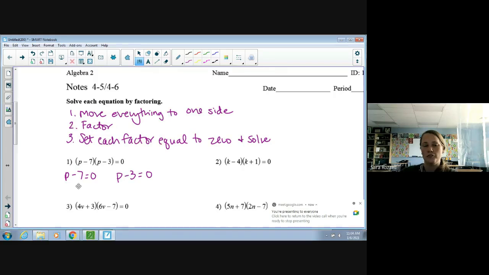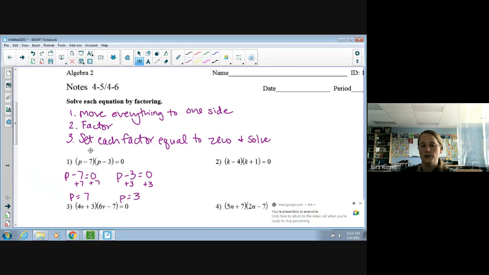So if you wanted to solve p minus 7 and you want to get to p by itself, what do you need to do with a 7? Plus 7. Yep, so we're going to add 7 to both sides. And p equals 7, that's one of our answers. And the same way with the minus 3, to get rid of a minus 3, you're going to add 3 to both sides. And p equals 3. So our 2 answers for this problem are 7 and 3.